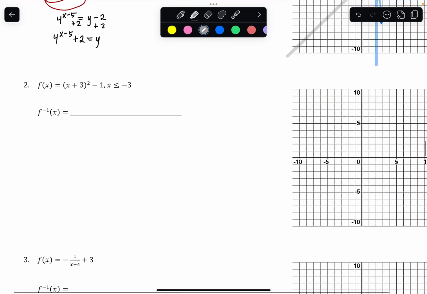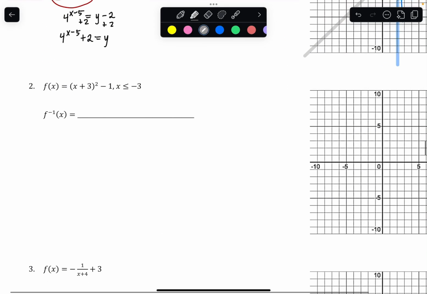Okay, next we are dealing with a quadratic function, so let's put that on the graph. And this quadratic function has a domain restriction. Anytime you see a comma with x greater than or equal to or less than or equal to, they're restricting the domain. And we'll see how that comes into play when we graph it.